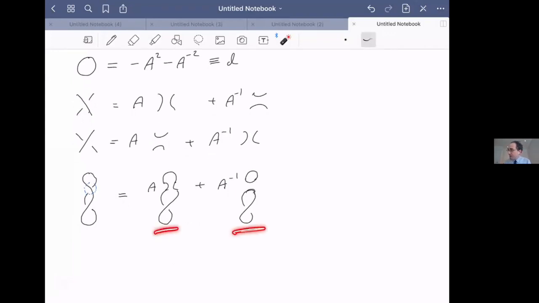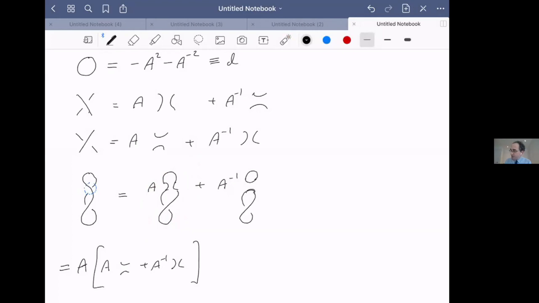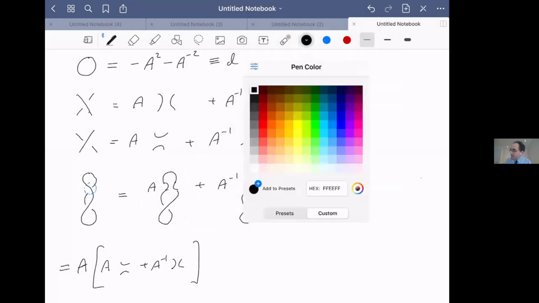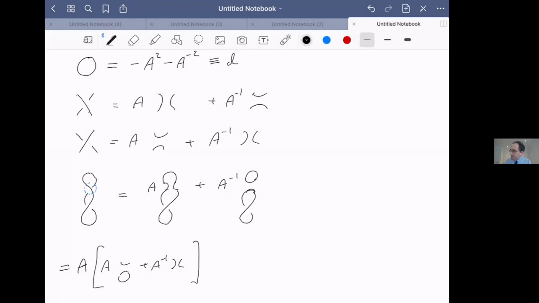Okay, so now we have these two pictures here, and I want to apply this rule to get rid of these crossings. Okay, so let me do this really quick. So this A comes down here, so I'll put A out here. I'm going to open up brackets. And then I'm going to apply the second rule, A times horizontal plus A inverse times vertical, and then fill in the rest of the picture exactly as it is up here. So that means everything gets closed up on the bottom, and everything gets closed up like this on the top.